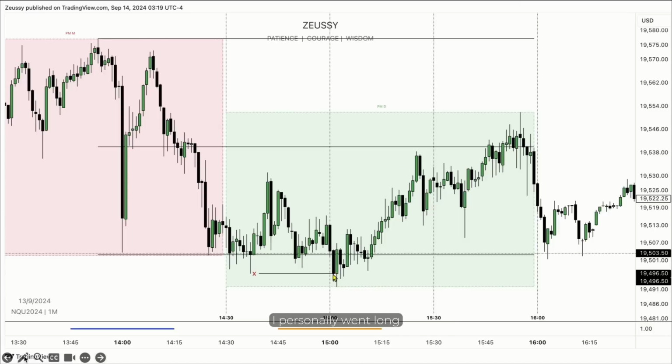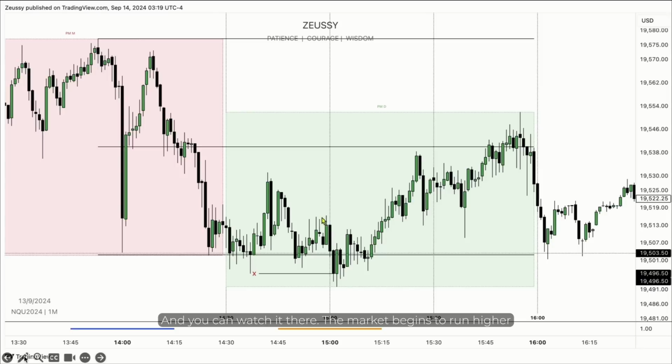I personally went long inside of this low formation here and I pyramided all the way in this area below the 3 p.m. open. I shared the execution video on my X profile or on my Twitter profile if you may wish, and you can watch it there.